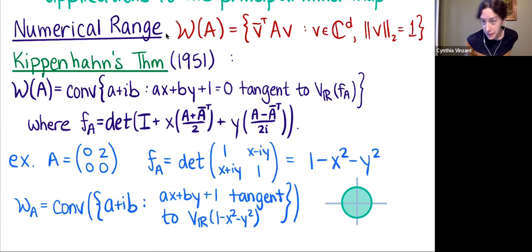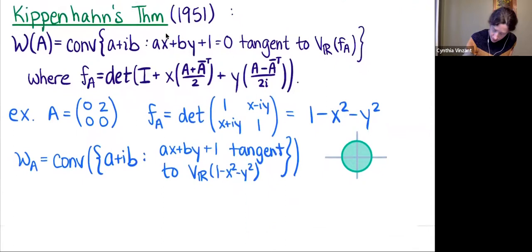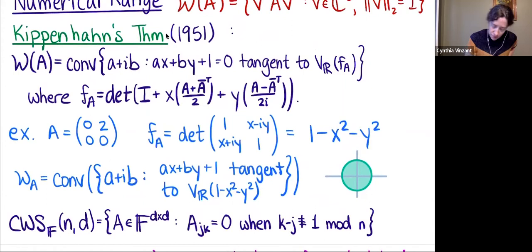So let me see if we can find the definition of that somewhere. So a cyclic weighted shift matrix is going to be a matrix with a certain banded structure. It's going to be a D by D matrix with entries in either R or C that's only allowed to have certain entries non-zero. So in particular, the jkth entry is going to have to equal zero whenever k is not equal to j plus 1 mod n. We'll do an example of this in a minute, but it has to have a lot of zeros.